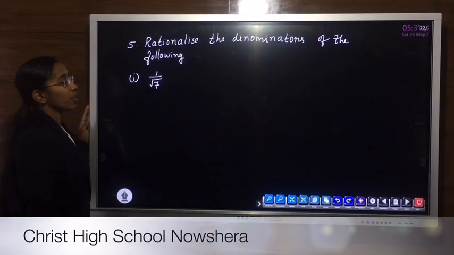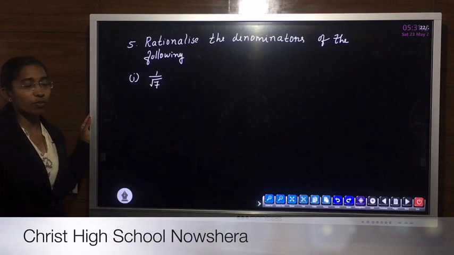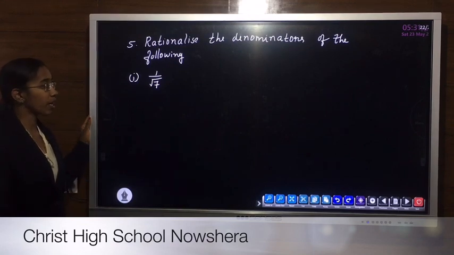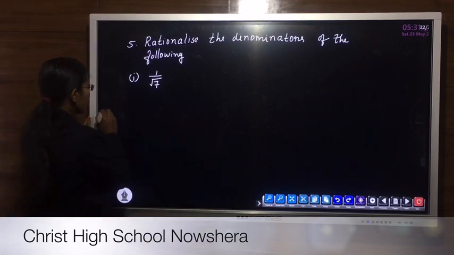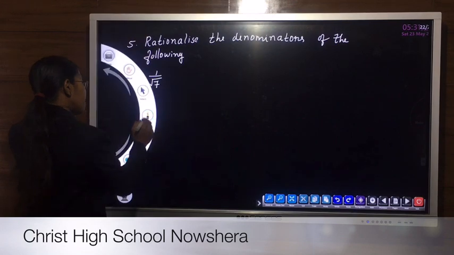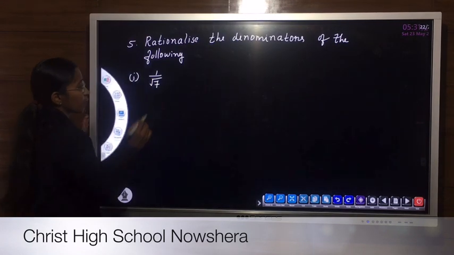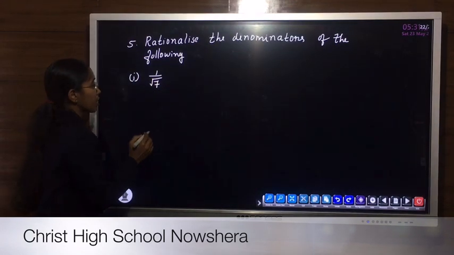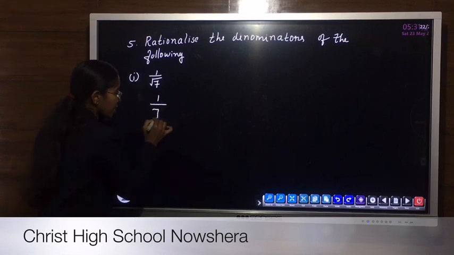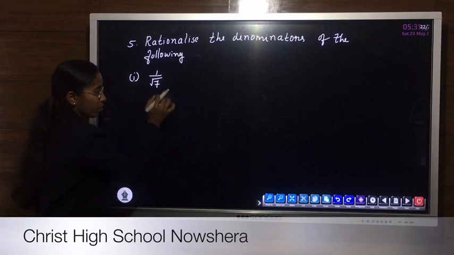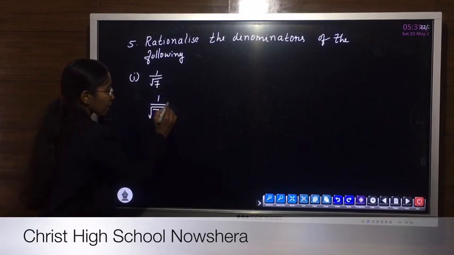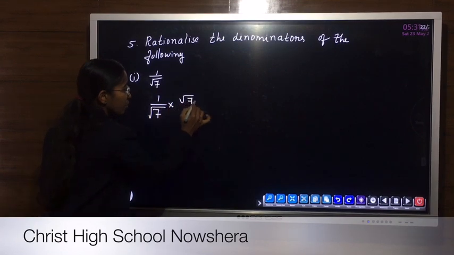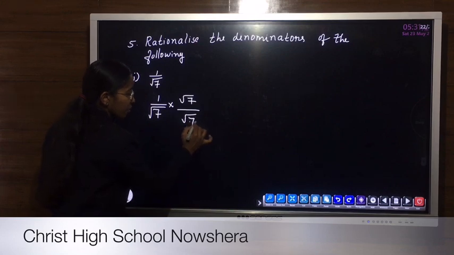Fifth question, rationalize the denominator of the following. First part, 1 by root 7. What is our denominator? Denominator is root 7. So first step, 1 by root 7, we multiply the same number with both the numerator and the denominator. That is into root 7 divided by root 7.